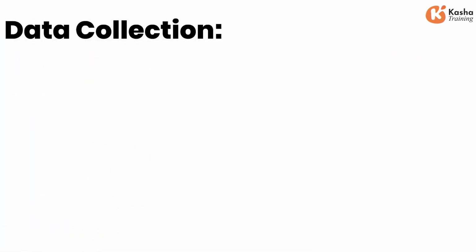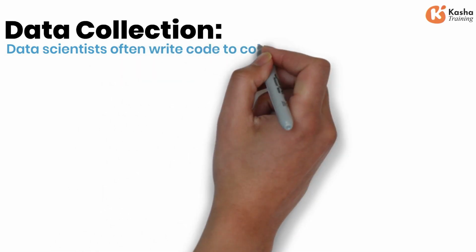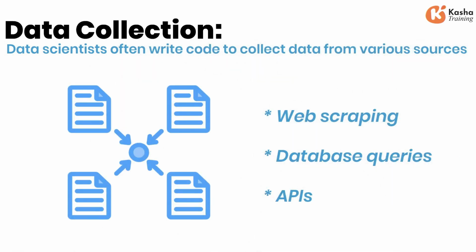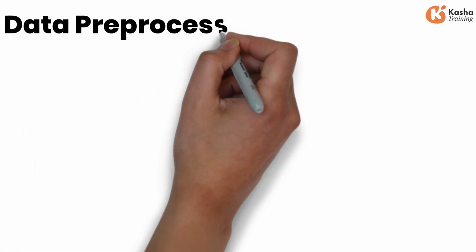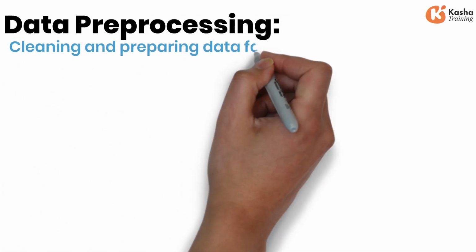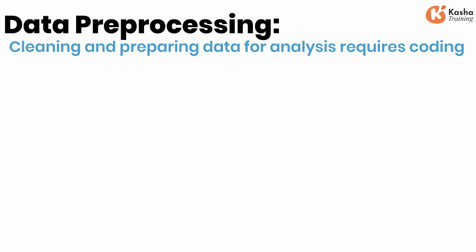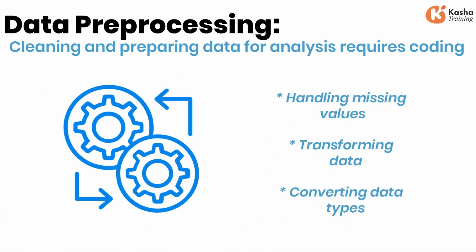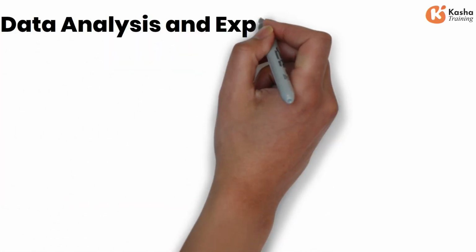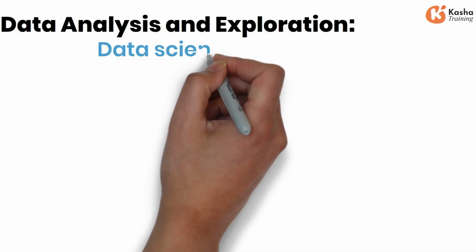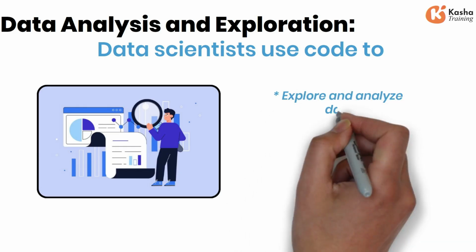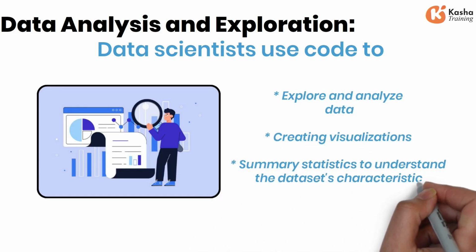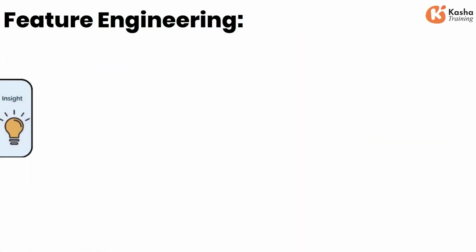Data collection. Data scientists often write code to collect data from various sources, such as web scraping, database queries, or APIs. Data preprocessing. Cleaning and preparing data for analysis requires coding. This includes handling missing values, transforming data, and converting data types. Data analysis and exploration. Data scientists use code to explore and analyze data, creating visualizations and summary statistics to understand the dataset's characteristics.